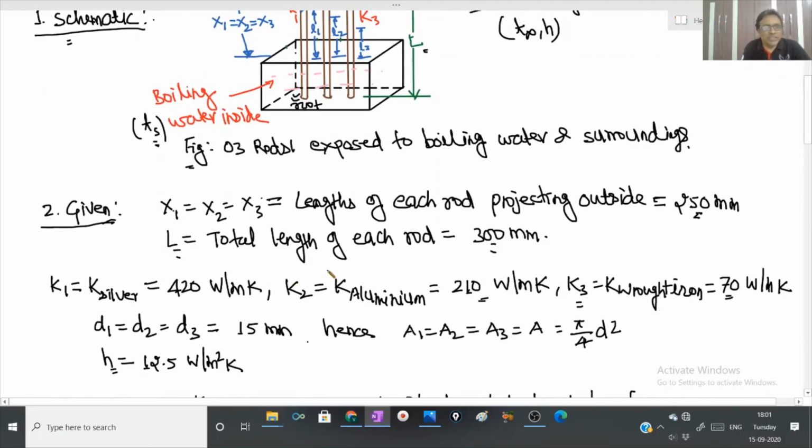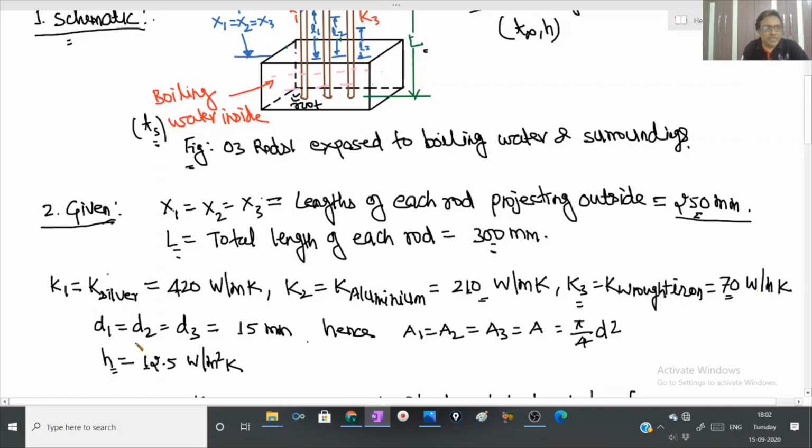So x1, x2, x3 are nothing but length of each rod projecting outside, and they are given as 250 mm. Capital L is total length of each rod, 300 mm. Let K1 represent thermal conductivity of silver, given as 420 watt per meter Kelvin. K2 represents thermal conductivity of aluminium, given as 210 watt per meter Kelvin. And K3 represents the thermal conductivity value of wrought iron, given as 70 watt per meter Kelvin.